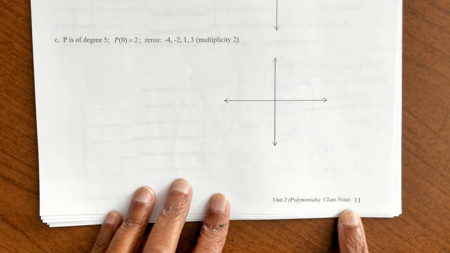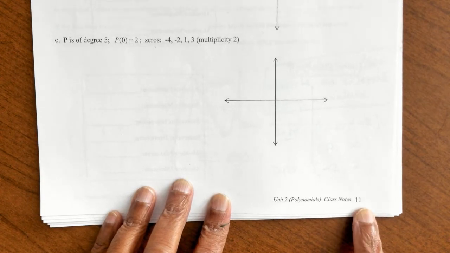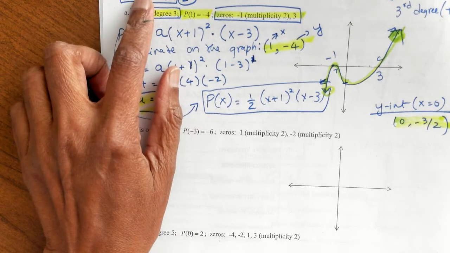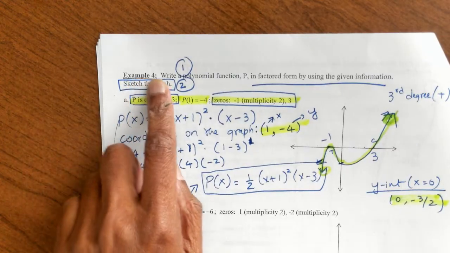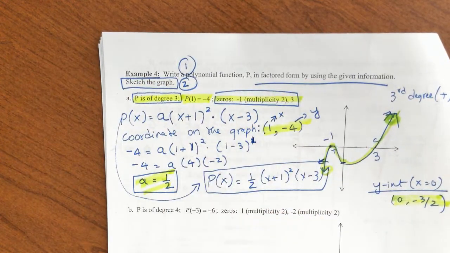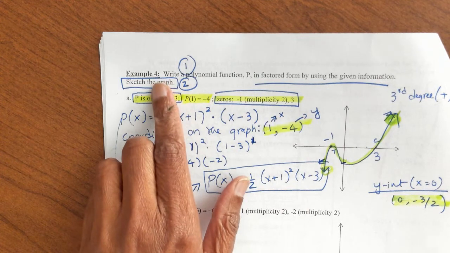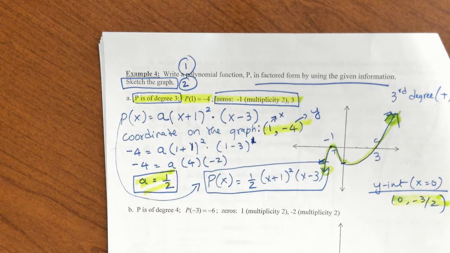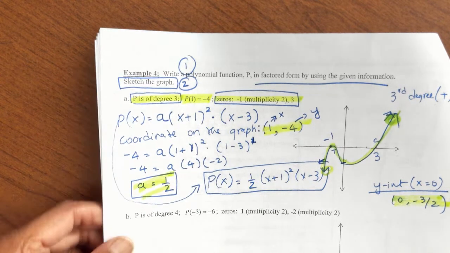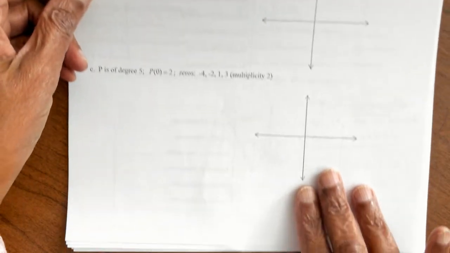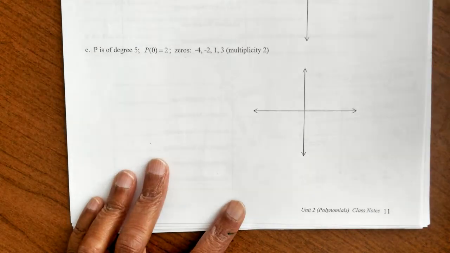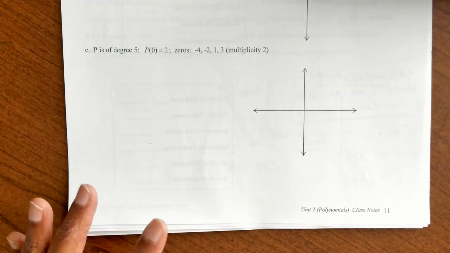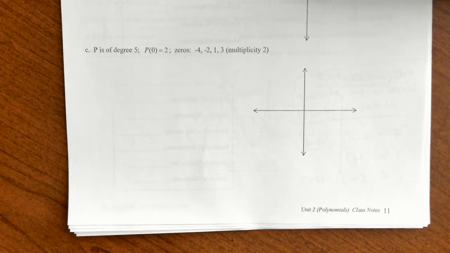So basically, if we are looking at our notes, I'm looking at page 11 and example 4. This is the instruction given to us, and I'm going to go to the last problem and demonstrate that. It says write the polynomial in factored form by using the given information and then sketch the graph. I'm going to leave out the sketch the graph part because that's something that you've already done, and I've also posted another video for that, but this is only to write the polynomial given the following information.